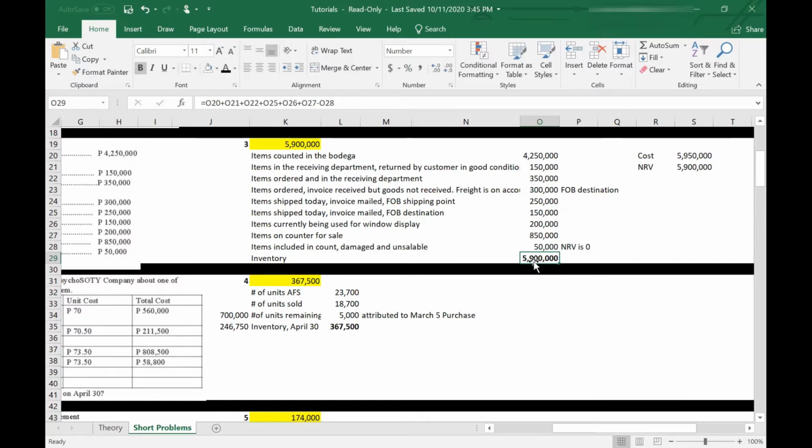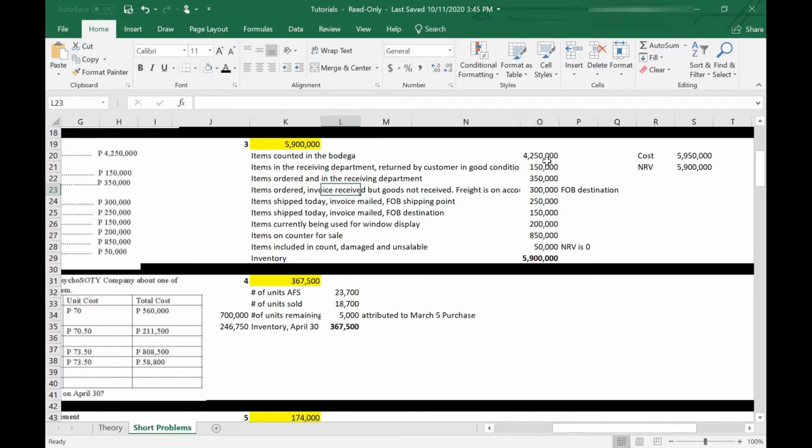And then there were items in the receiving department returned by customer in good units. Is this inventory? Yes, 150,000 pesos because they are in the receiving department and they are in good condition. How about items ordered and in the receiving department? Do we consider that? Yes, we consider that because it's already on hand. How about items ordered, invoice received, but goods not received?